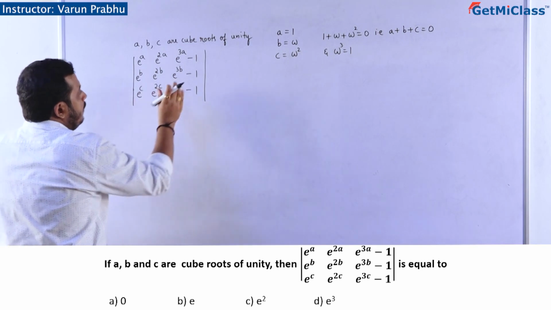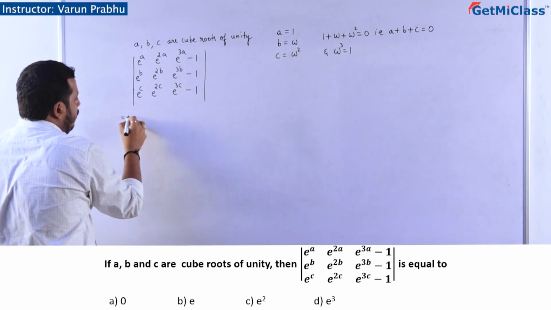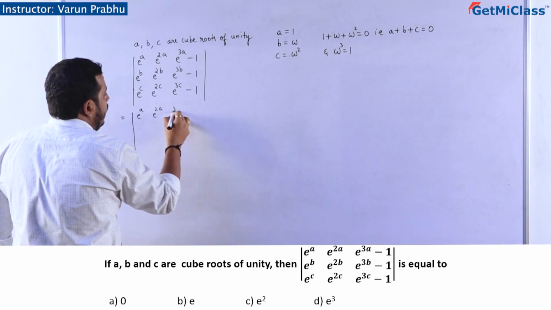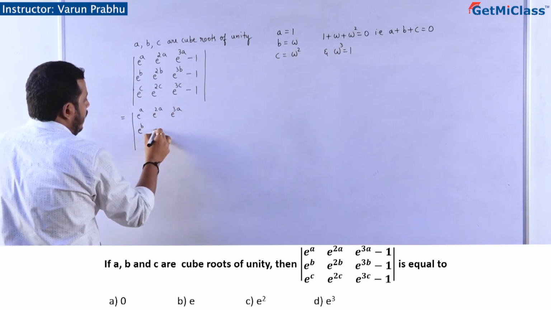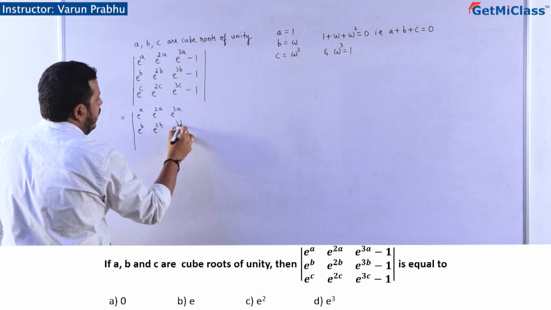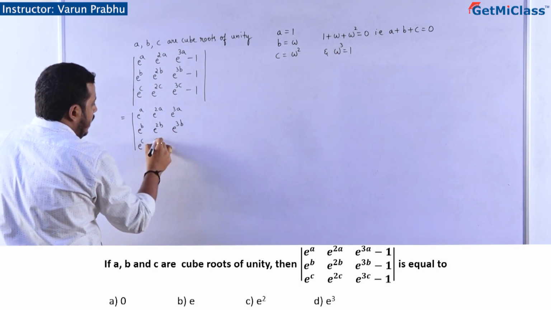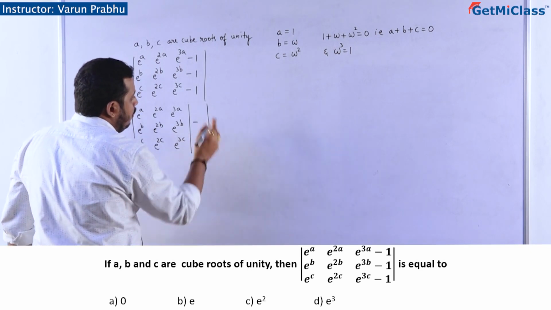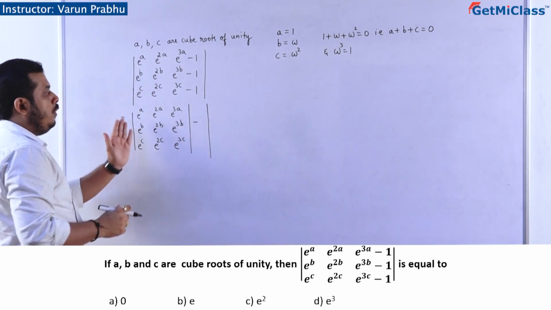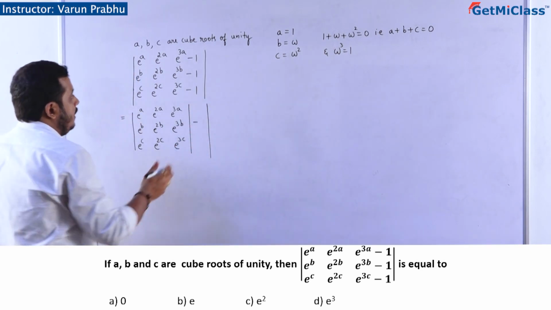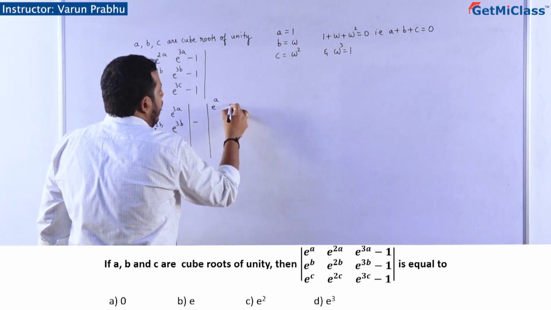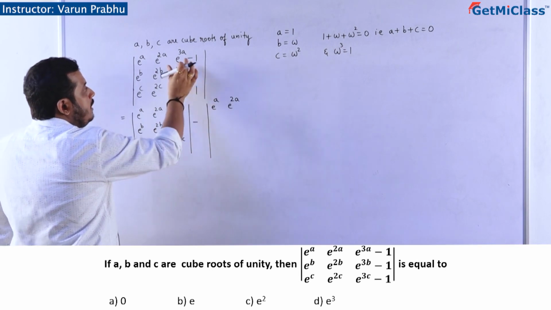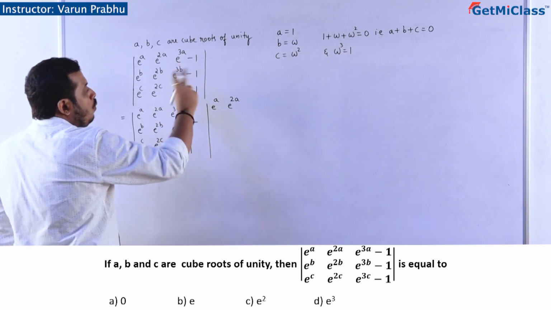So now what we'll do, we will split this determinant. According to the property of the determinant, we can write like this: e power A, e power 2A, e power 3A; e power B, e power 2B, e power 3B; e power C, e power 2C, e power 3C. We have seen the splitting property in the synopsis of determinant, yes or no? If you have not seen that, you have to go back to the synopsis and refer to it. The property allows us to split the determinant like this, because the third column element is expressed as the sum of two or more terms.